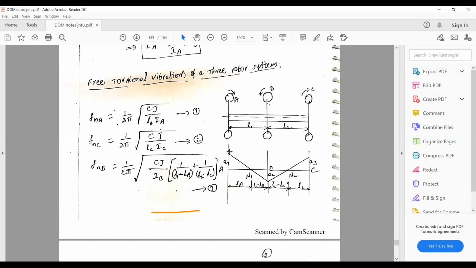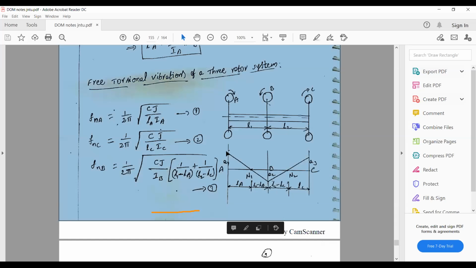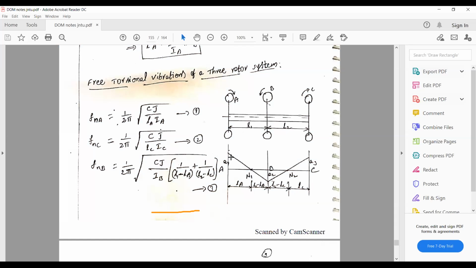Okay, so that amplitude graph has been represented here. This type of graph has been achieved here.